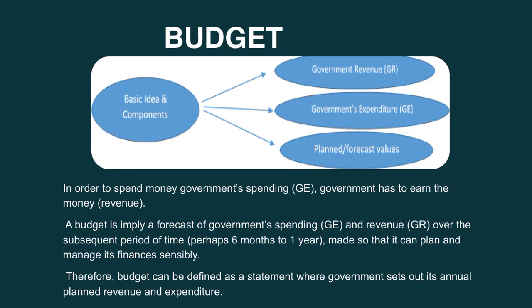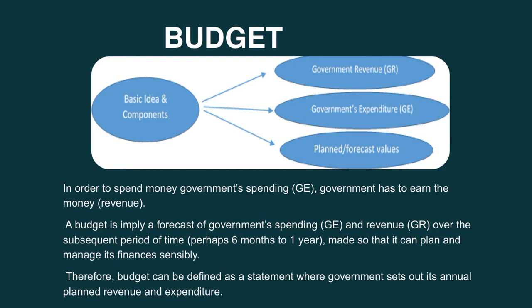In other words, the government's earning is what we call GR, government revenue. Government spending is what we call GE, or government expenditure.